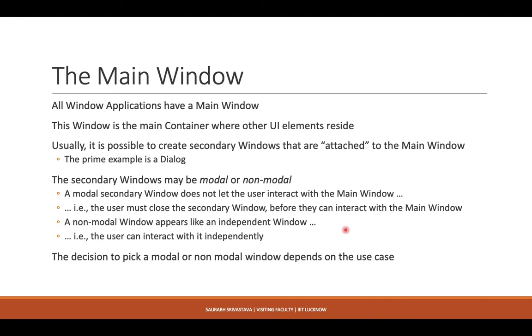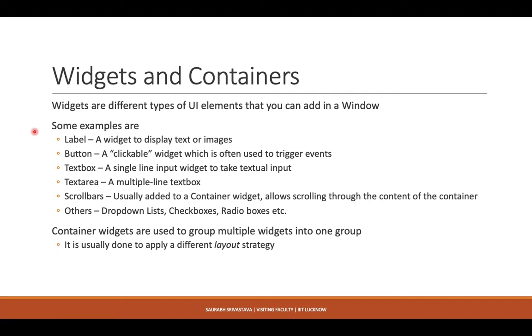Okay, these are the overall windows in which other content is placed. Now widgets are basically different types of UI elements that you add in your window. Some examples are a label. A label is like drawing something on the screen. It is just a display of some text that you want to show to the user. So you can create a label, and the text gets displayed.